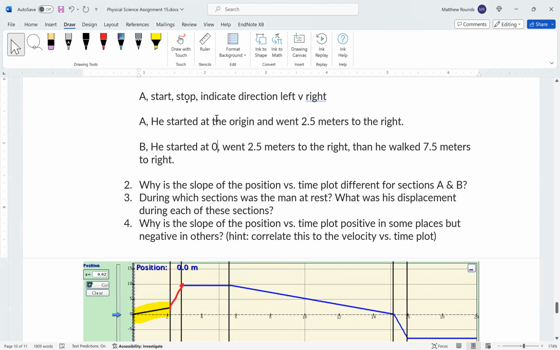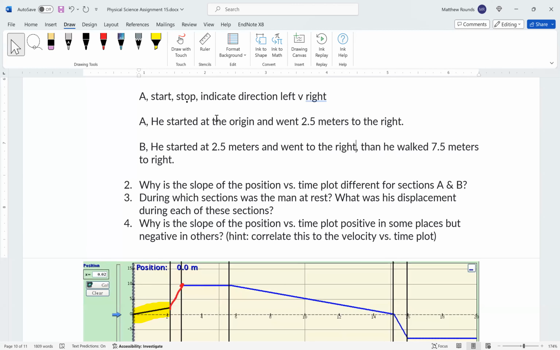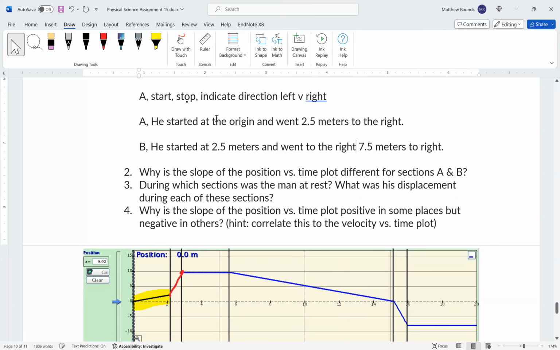So he started at 2.5 meters and went to the right. How far? And you wrote it here, 7.5 meters. Do you see how this is exactly the same as the previous one in terms of the words? You're just filling in where he started and where he ended.